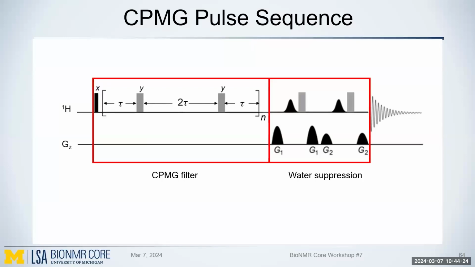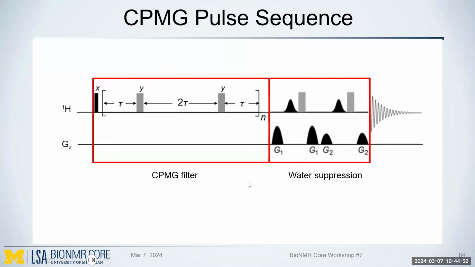The CPMG pulse sequence contains 2 important elements. The first one is a CPMG filter. It has a delay tau, a 180-degree pulse, a 2 tau, another 180-degree pulse, and a tau. This CPMG filter is repeated n times. And then we also have the water suppression element that contains excitation sculpting to suppress water. So let's look at the CPMG filter.